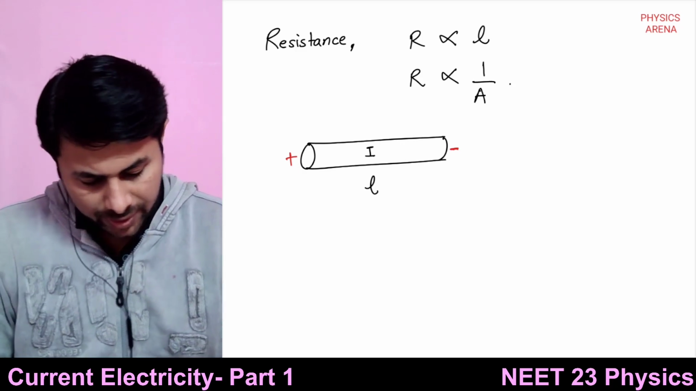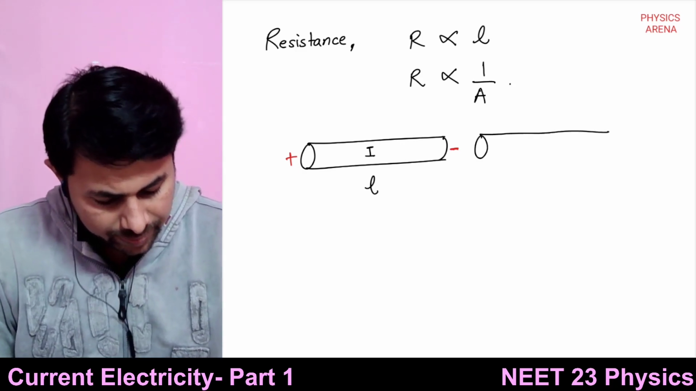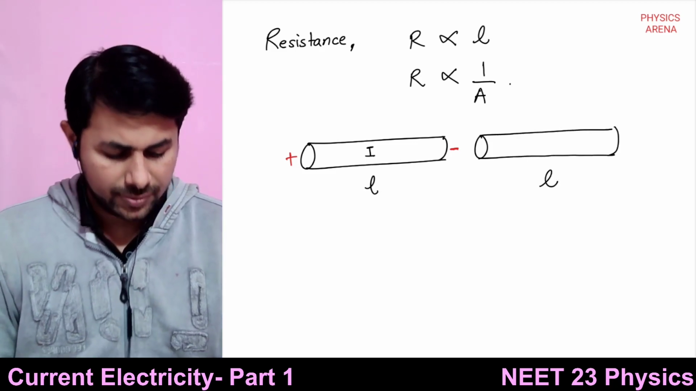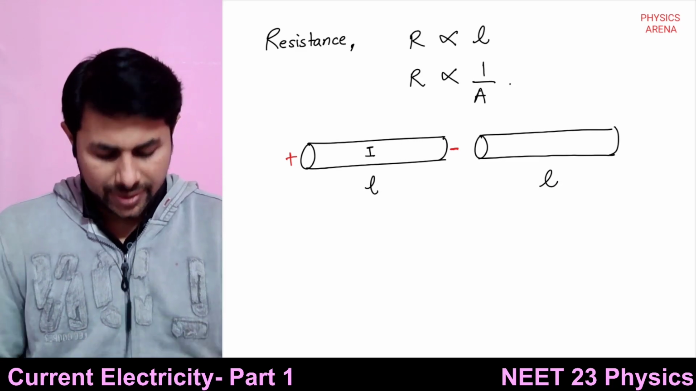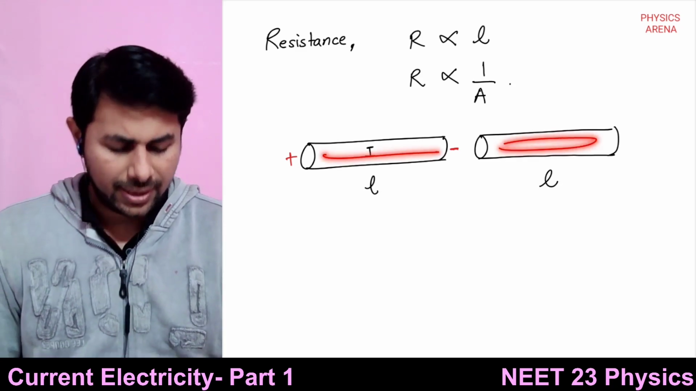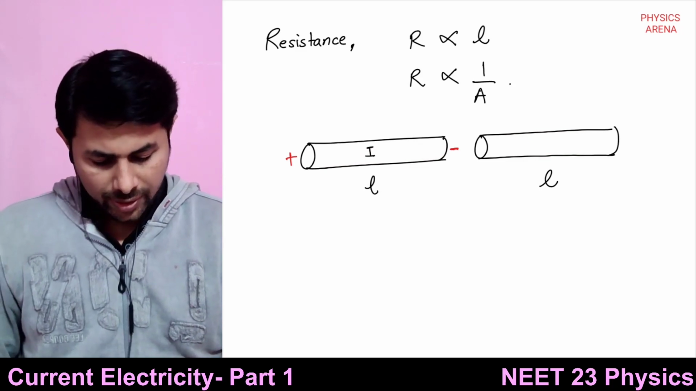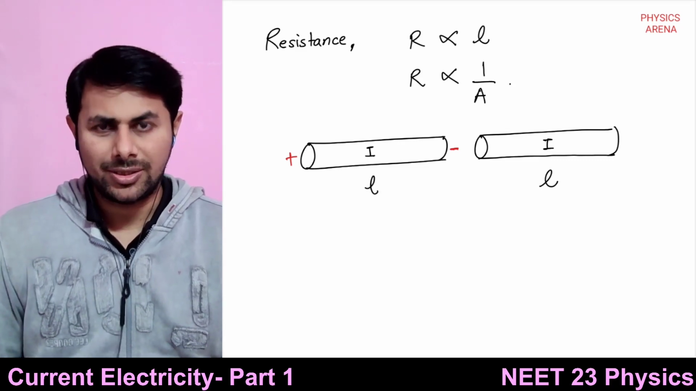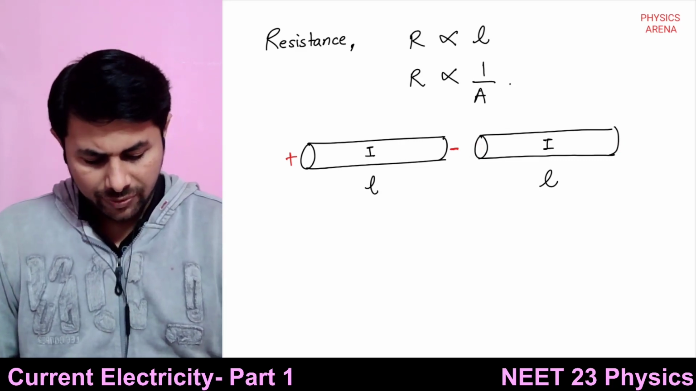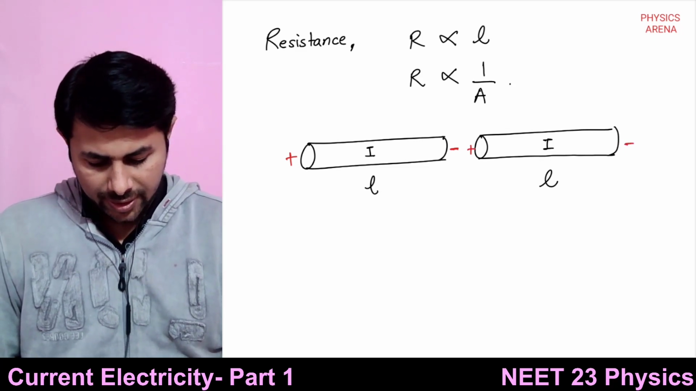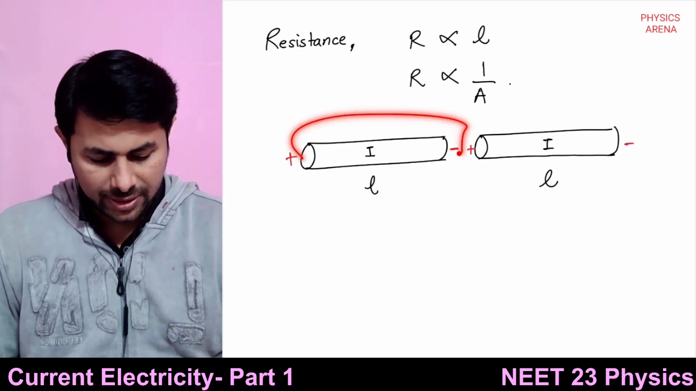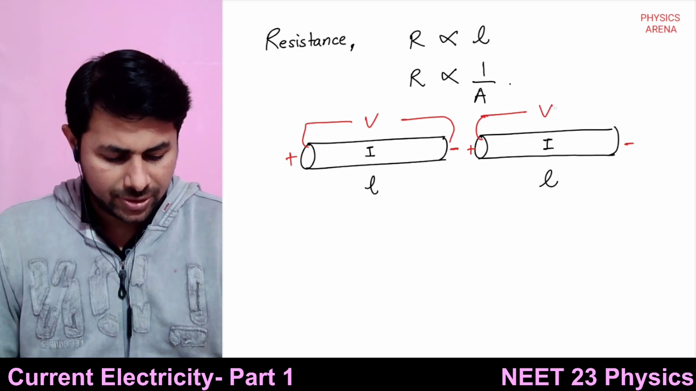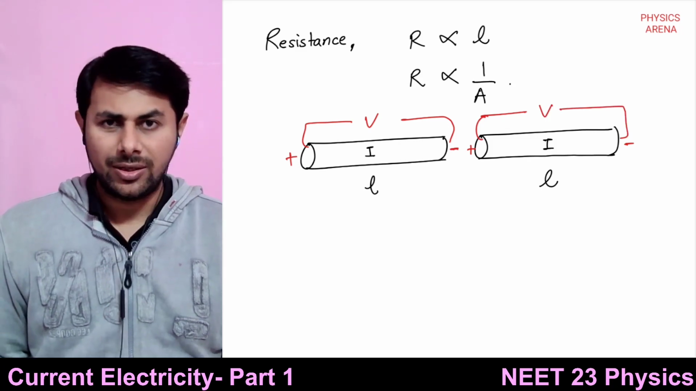Now what will happen if we consider a conductor having twice the length? If we connect, let's suppose, this conductor and an identical conductor. So suppose same current is flowing through this conductor also. What will be the potential difference across the ends of this conductor? It will be same, right? Potential difference across ends of this conductor is V. That potential difference across ends of this conductor should also be equal to V.